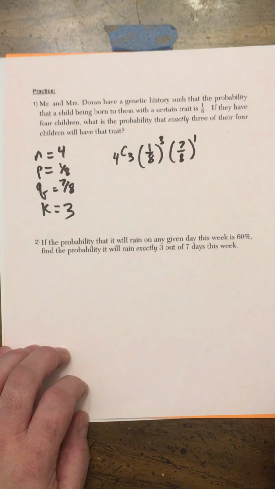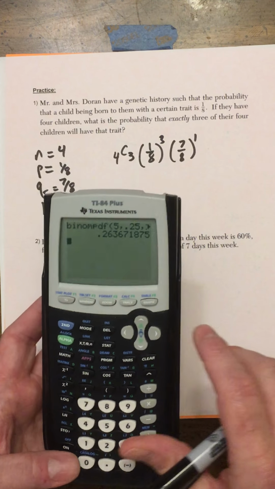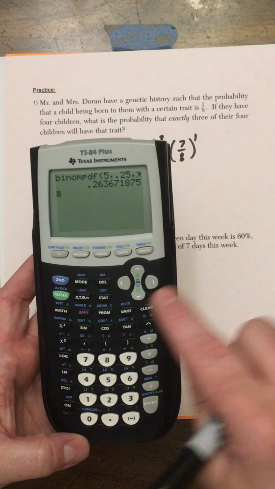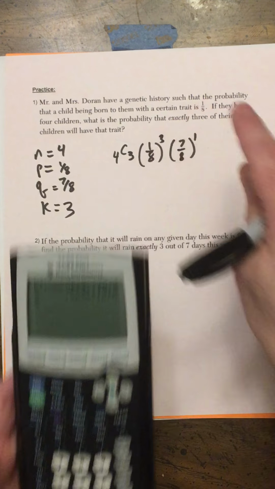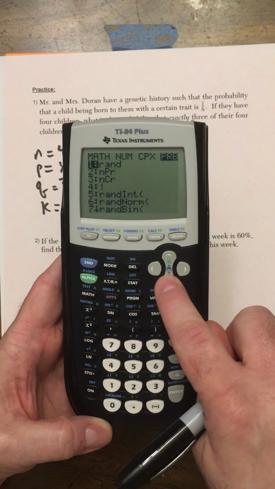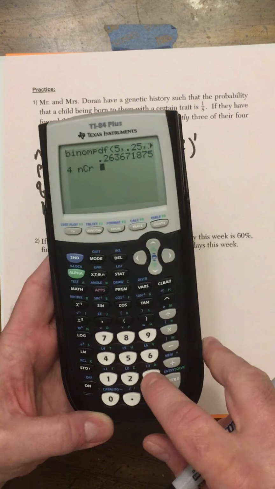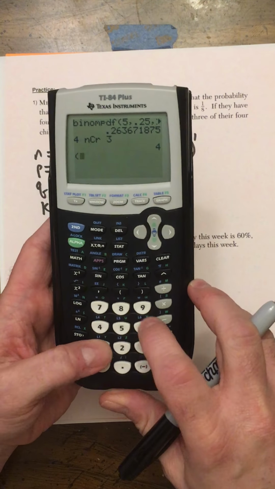We could put that into the calculator. If you want to see where to get that 4C3, it's also in the calculator. Let me show you both ways here. Before you do that, you have to put that first number in. You do 4, then you go to math PRB, and you do nCr, and you put in 3, and that actually equals 4.